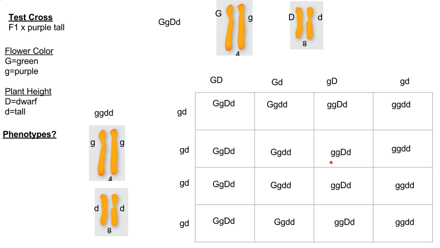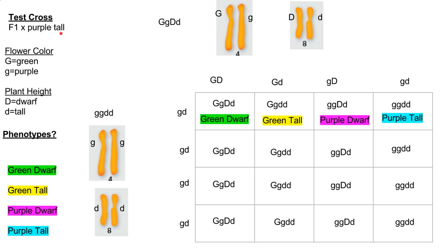So again, what are the phenotypes? That's green dwarf, that's green tall, that's purple dwarf, and that is purple tall. So based off of this test cross of an F1 and purple tall, we end up with 4 possible phenotypes, and the ratio is a 1 to 1 to 1 to 1. And again, any test cross that is non-linked dihybrid with F1 and the homozygous recessive for both alleles will always give you a 1 to 1 to 1 to 1.